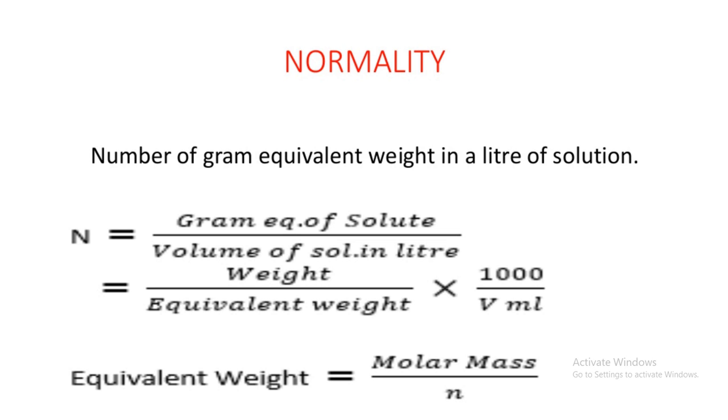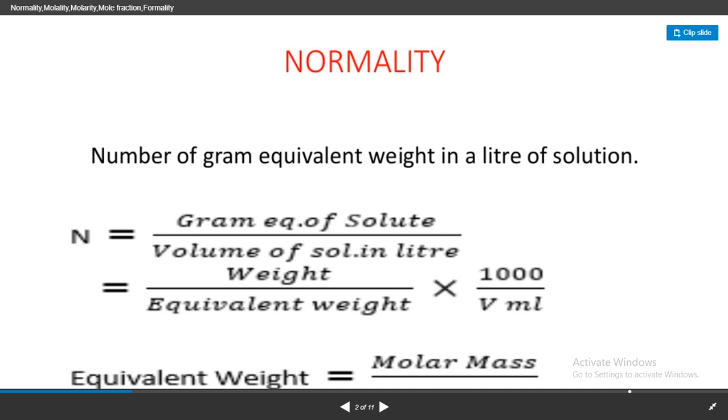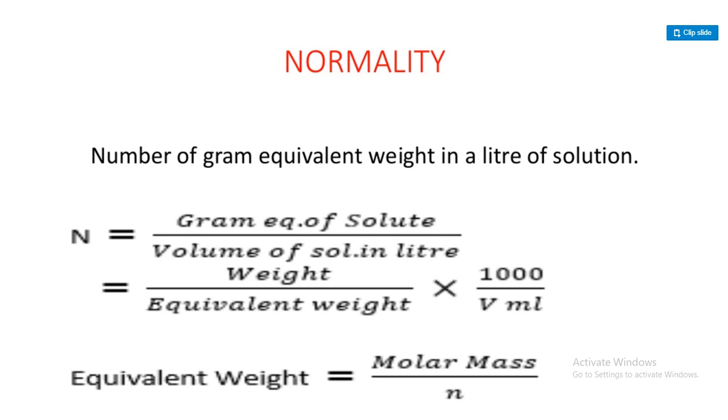Normality is all about gram equivalent weight in a liter of solution. That means we have gram equivalent of solute divided by the volume of solution in liters. Because for a solution we need the terms solute and solvent, then we can make a solution. So here the normality is the gram equivalent of solute divided by the volume of the solution in liters.